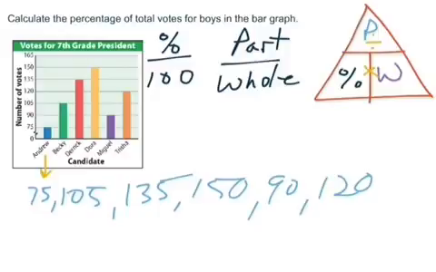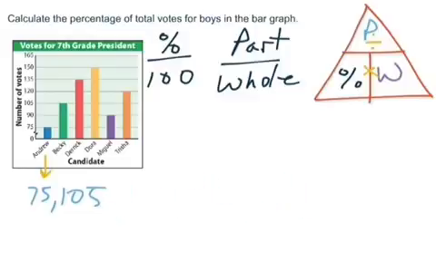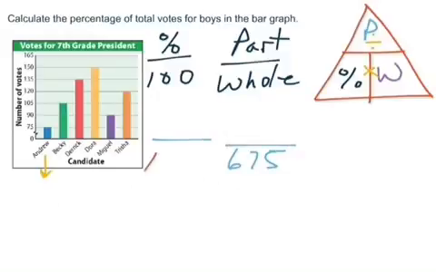I'm going to go ahead and just tell you what it is. I worked it out beforehand so we don't have to waste time adding, but you should get 675. So it should be 675 total votes. I'm going to back up here: the total of votes for all of the candidates was 675. So that gives us the whole, 675. We know our percent will be 100.